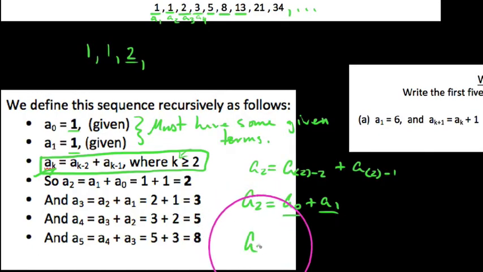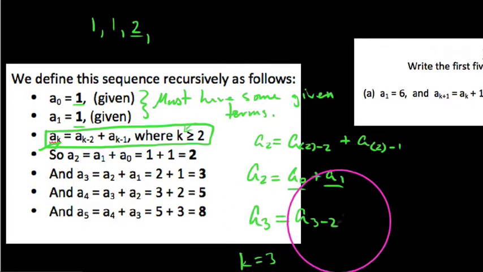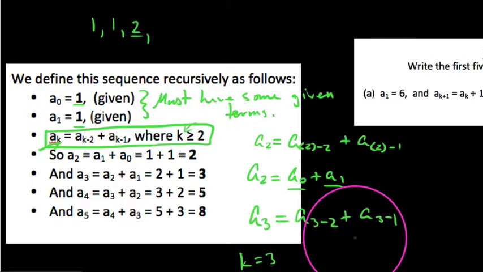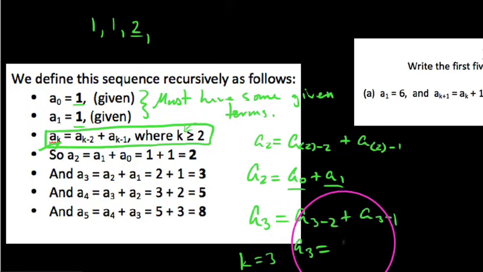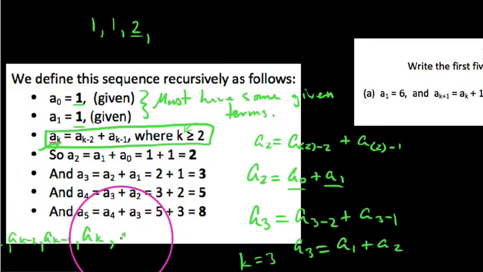What if I want to find a_3? In this case, our k value is 3, and we get a_(3-2) plus a_(3-1), which means our third term is equal to our first term plus our second term. So this is always going to happen. In general, given some a_k, a_(k-1) would be the term right before it, and a_(k-2) would be the term right before that, and this would go on backwards and backwards. And a_(k+1) would be the term after the kth term, all the way out to a_n.